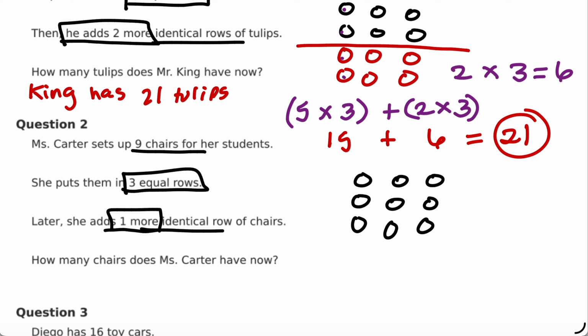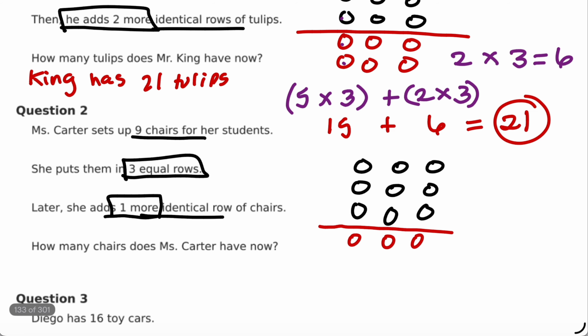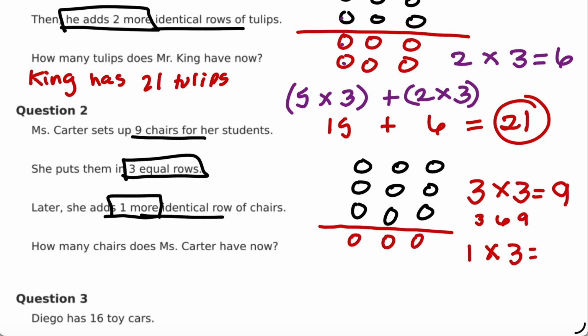But it says that she adds 1 more row. So I'm going to do that here. 1, 2, and 3. So this will make my 1 row. So now let's identify the multiplication equation for the first array, which will be 3 times 3, which equals, if I don't know, I do my multiples of 3. So I'm going to do 3, 6, 9. That equals 9. And how many rows on the second array do I have? I have 1 row, so this will be 1 times 3 because the size of each row is 3. So that will be 3.